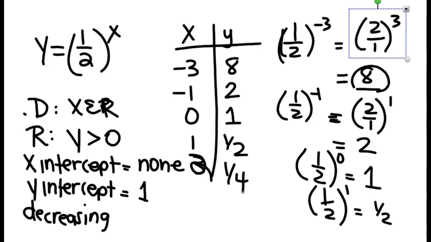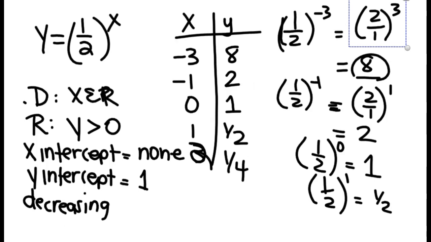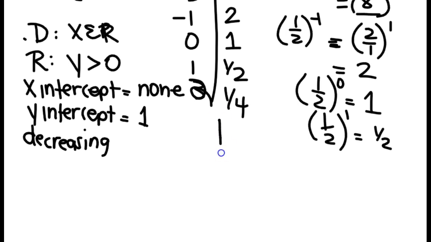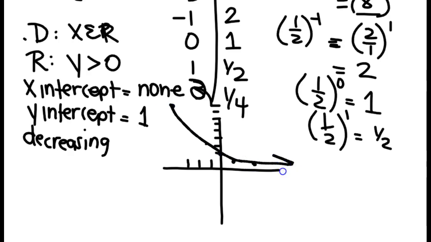Okay, so if we were drawing this, we have -3 and 8. And then what did we have? -1 and 2. 0 and 1. And then 1 and a half. And then 2 and a quarter. So our picture would look like this. Sorry.